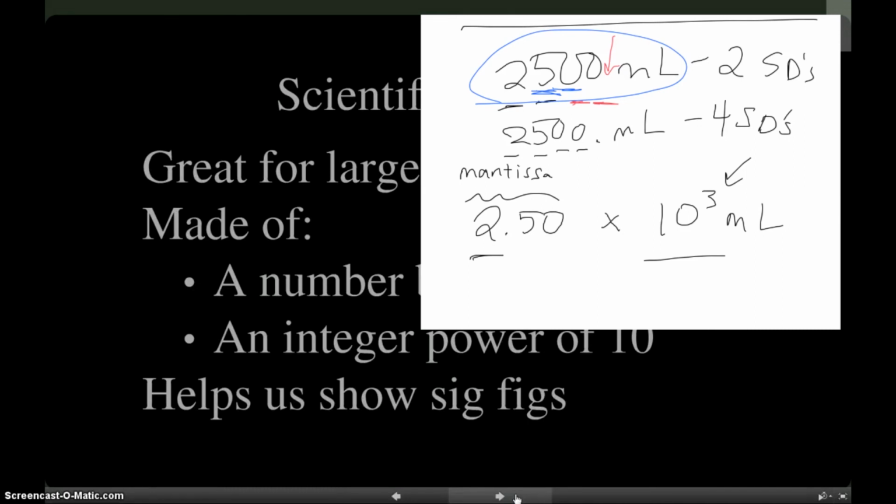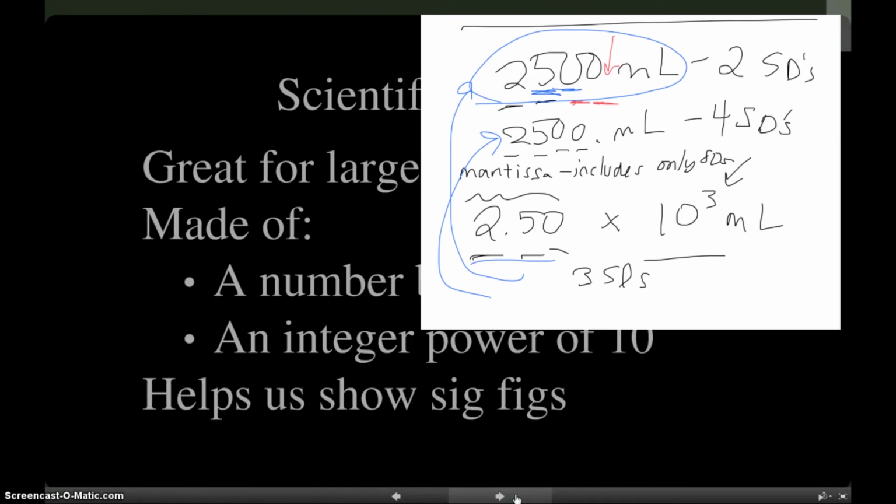Now, the key thing is that the mantissa includes only significant digits. So if a digit is not significant, it should not be included in the mantissa. So in this case, you have 1, 2, and 3 significant digits, versus up here where I had 2, or here where I had 4. This implies a different kind of precision than the other two. And in this case, I had to use scientific notation.